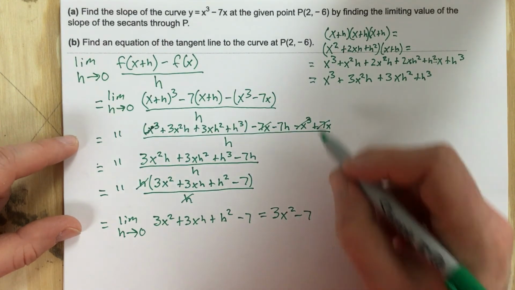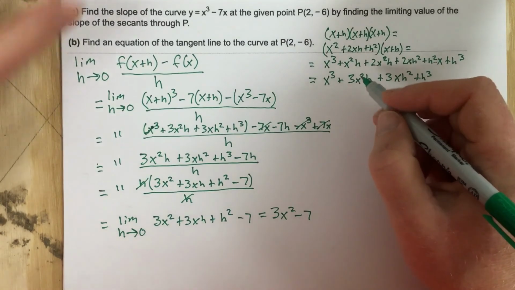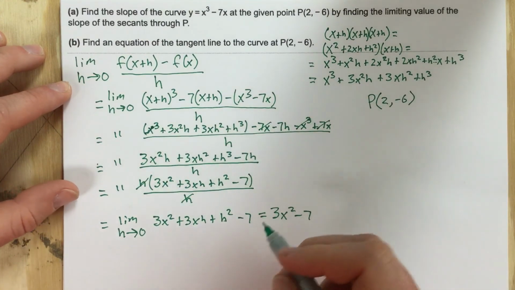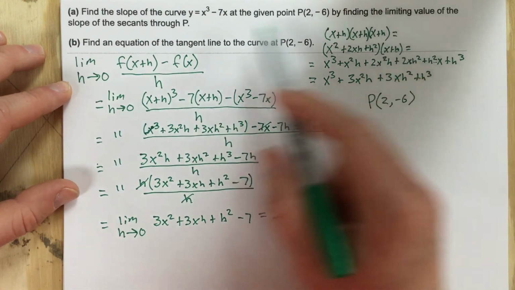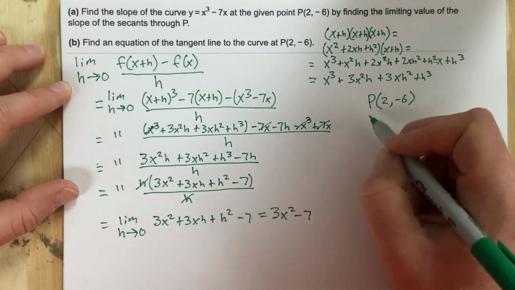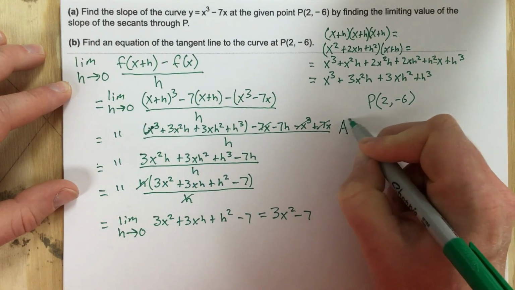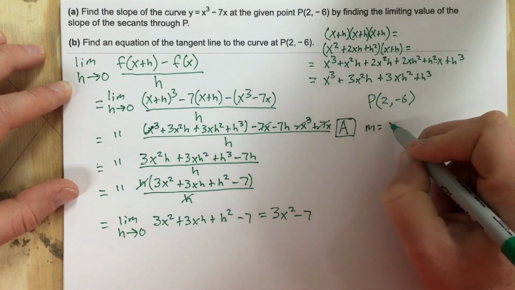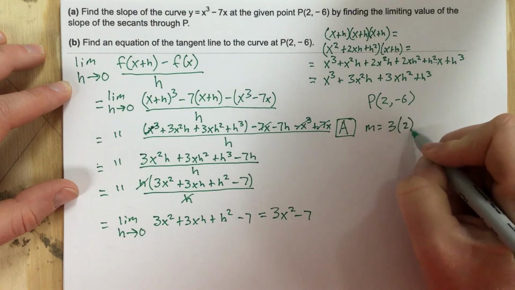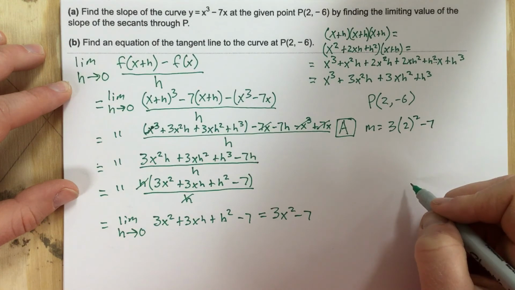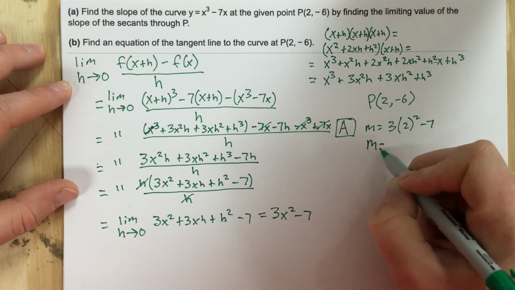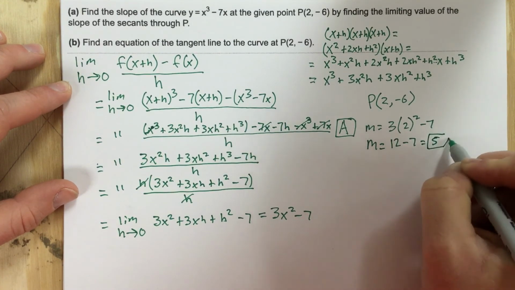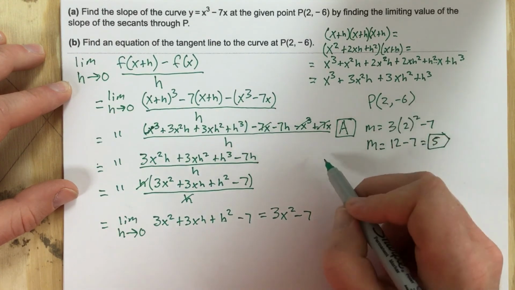Let's go ahead and find the slope then at point 2, negative 6. So this is part A, by the way, find the limiting value of the slope of the secant through P. We're going to take this equation, m equals 3 times 2 squared minus 7. So m equals 2 squared is 4, 4 times 3 is 12, minus 7, which is 5. So the slope here is 5 at the point 2, negative 6.